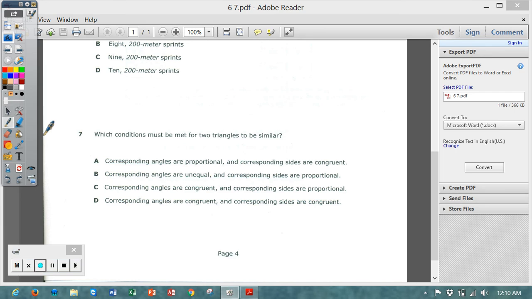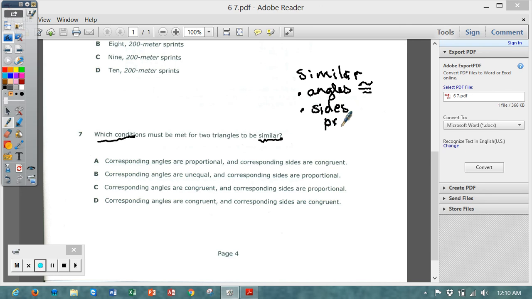Number 7, which conditions must be met for two triangles to be similar? Well, the definition of similar is that angles are congruent. That means the angles are exactly the same. And the sides are proportional. So if we think about a small photograph of a person and you enlarge that photograph, it's still the same person, but it's just larger.